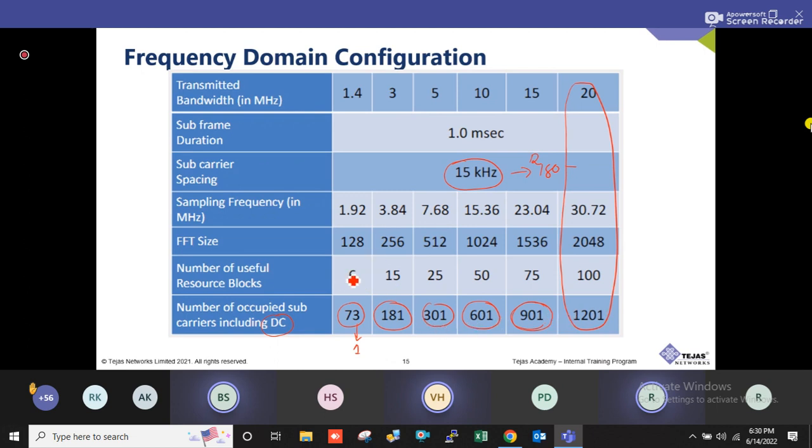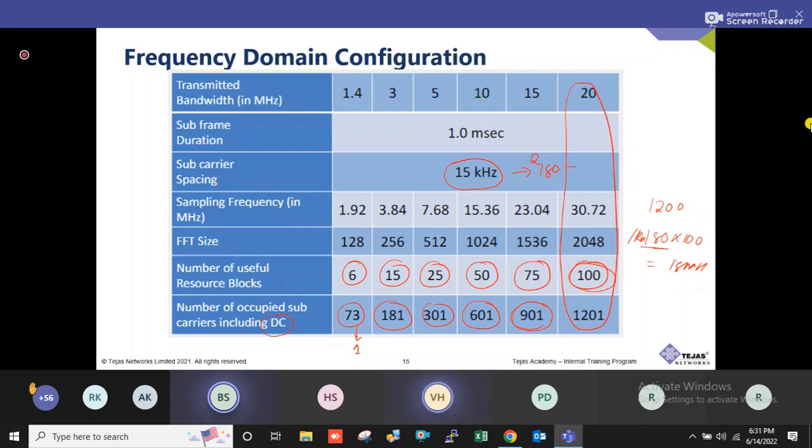And the resource blocks, as I mentioned: 1200 is the total number of subcarriers, but 180 into such 100 we get, that is 18 megahertz, right? So 180 kilohertz is one resource block, and we have got 100 such resource blocks. Similarly, in 15 megahertz we have 75 resource blocks, in 10 we have 50, in 5 we have 25, in 3 we have 15, and in 1.4 we have 6.